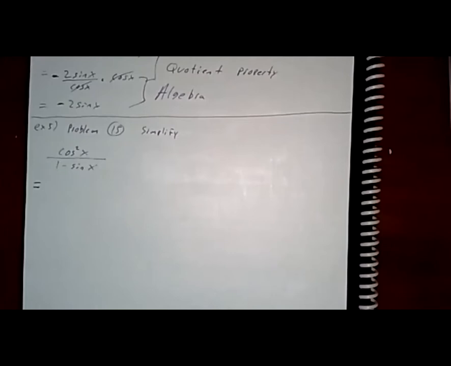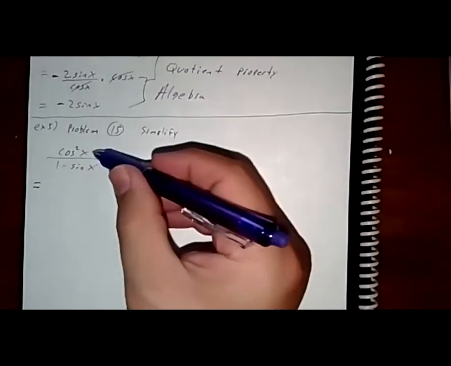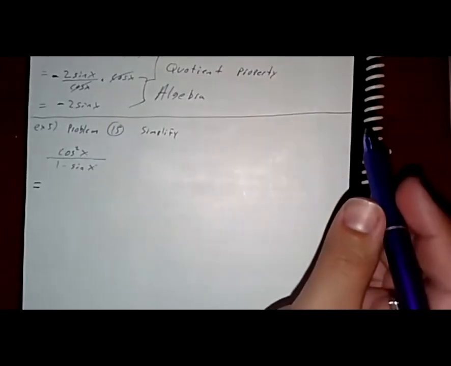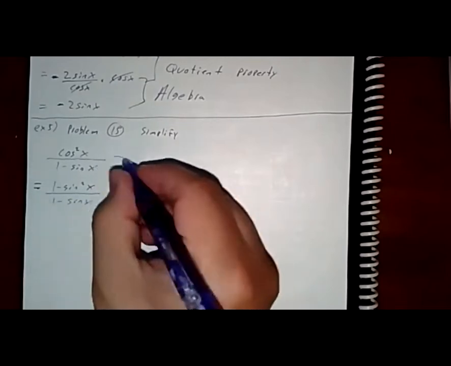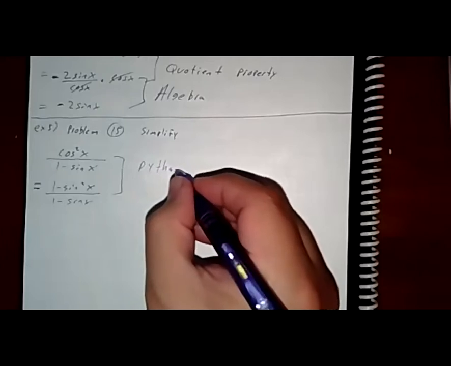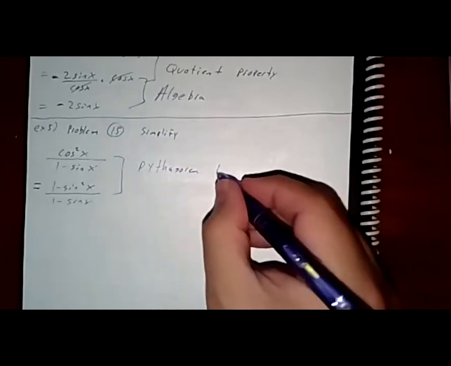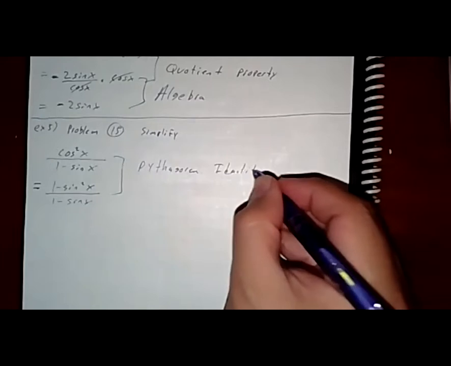So that whole thing, the cosine squared x equals 1 minus sine squared x. Yeah, the top part, right? Yeah, this is a Pythagorean identity, so you're right. 1 minus sine squared is what cosine squared is. So right from here to here, that's the Pythagorean identity, from your formulas.